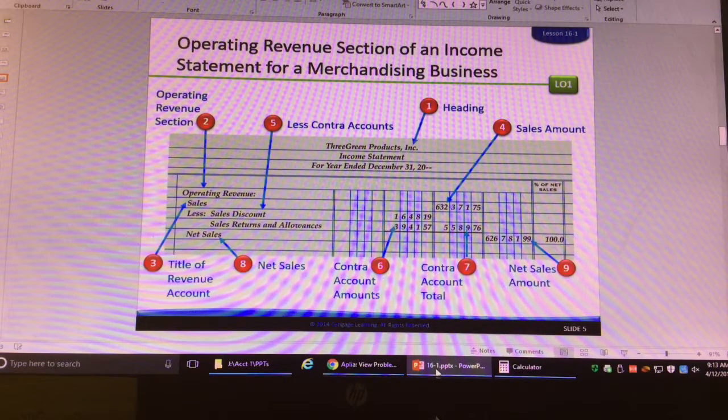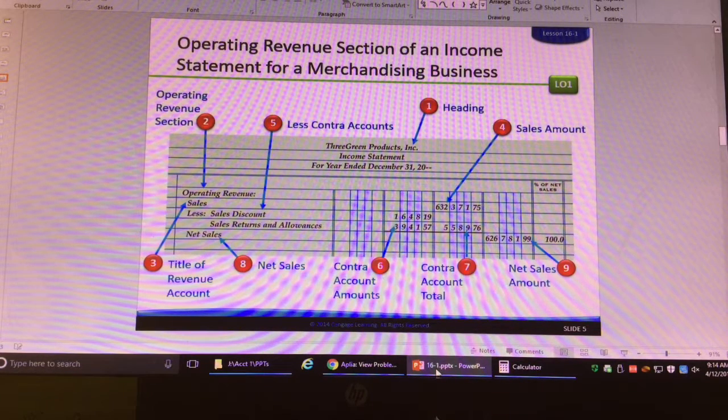Operating revenue continued. So this is what it's going to look like on the income statement. We've got 9 parts. First, you're going to write the income statement heading. It's 3 lines. Then you're going to write the name of the section, which is operating revenue. Then you write the title of the revenue account, which is sales. You're going to write the correct amount, which is $632,371.75. And then you're going to write less, because what we're going to subtract out is the sales discount and the sales returns and allowances.